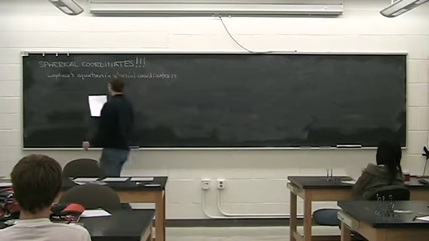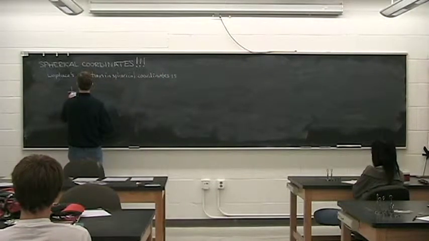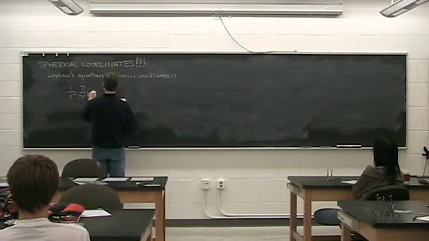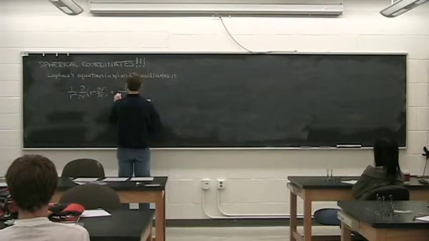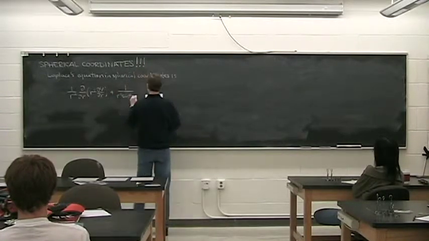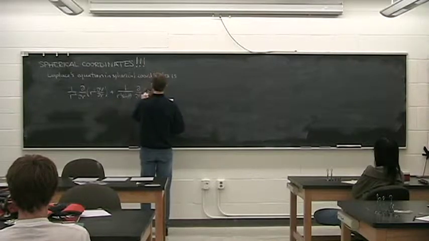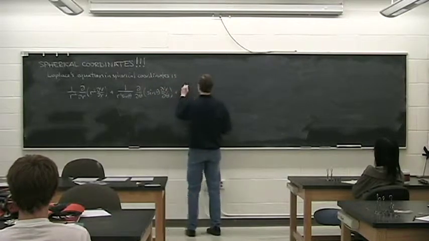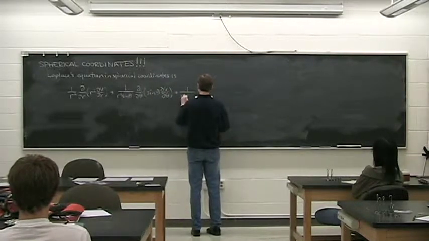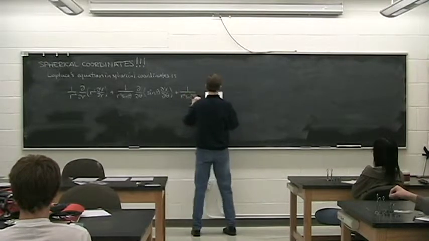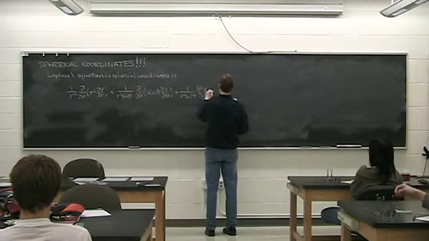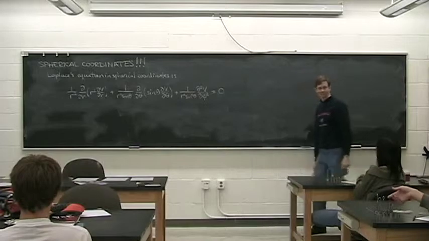In spherical coordinates, Laplace's equation, of course, as everybody has memorized by now: 1 over r squared partial with respect to r of r squared partial of v with respect to r, plus 1 over r squared sine theta times partial with respect to theta of sine theta partial of v with respect to theta, plus 1 over r squared sine squared theta times the second partial of v with respect to phi, adding up to 0. That's a nice one.